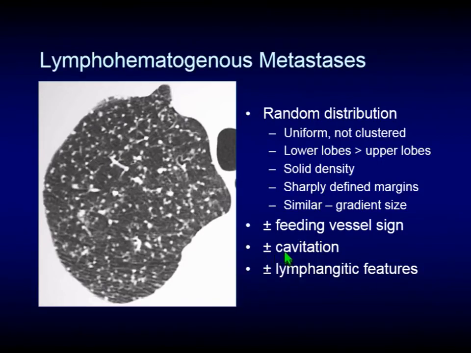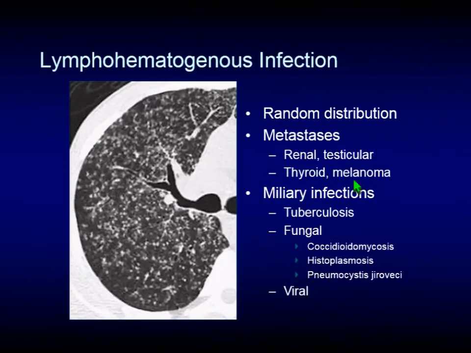There may be a feeding vessel sign owing to the fact that they're vascular borne. They may cavitate, and they may involve lymphatics as they take up residence in that area. So when you're dealing with metastases, we're dealing with renal, testicular, thyroid, and melanoma. With miliary infections, we're talking about tuberculosis, but also other fungal infections like cocci, histo, and even pneumocystis, and occasionally viral infections. Again, you see that the lymphatic surfaces are certainly involved, but you see a lot of other nodules that seem to just be floating within the lung parenchyma itself.